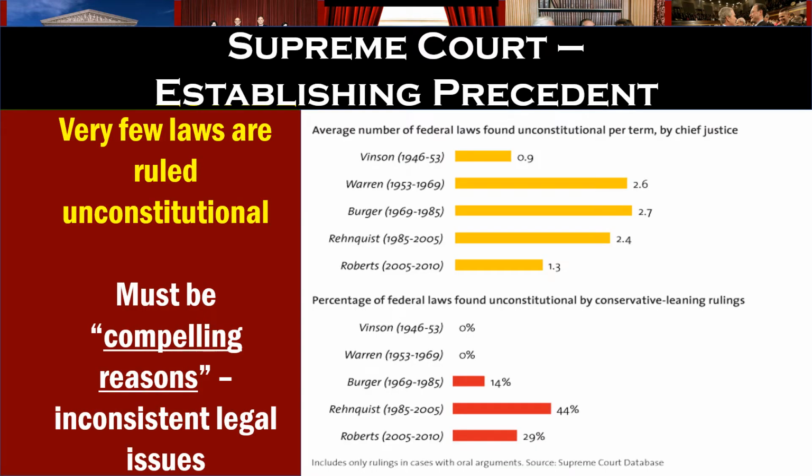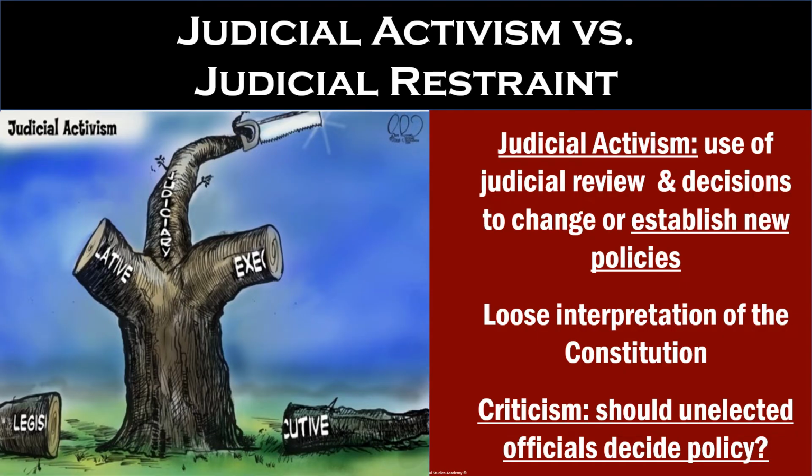Now, it's important to remember that the U.S. Supreme Court, for the most part, rarely overturns laws as unconstitutional. But when they do, it can have huge ramifications for the nation. And this brings us to our two philosophies about the court's role in shaping policy and law: judicial activism versus judicial restraint. And the names are kind of a giveaway.